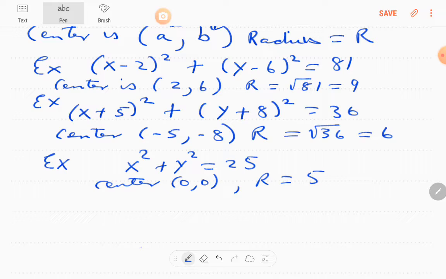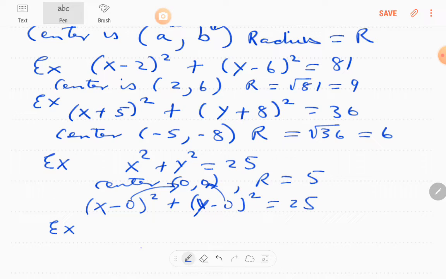Well, how do I know that the center is 0, 0? Well, x squared can be written as (x minus 0) squared, and y squared can be written as (y minus 0) squared, equal to 25. So here we have 0 for the x value and 0 for the y value. Okay, let's look at another example.